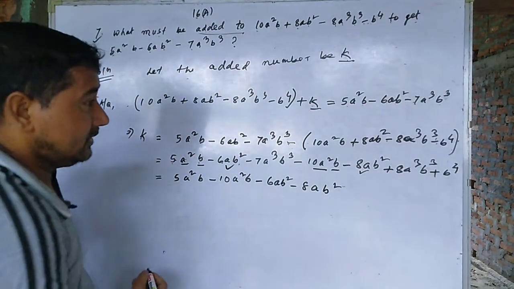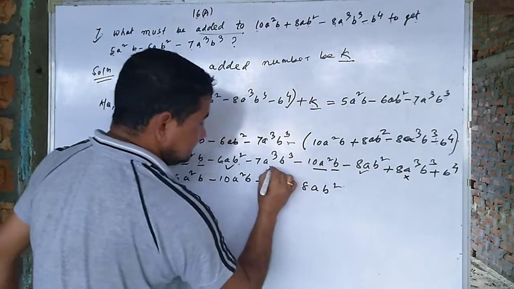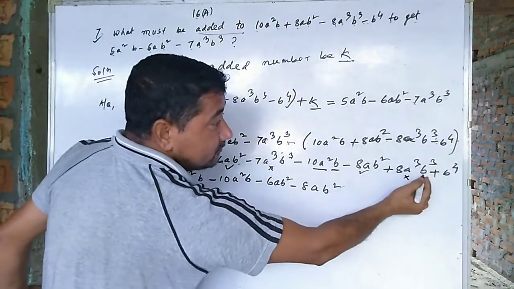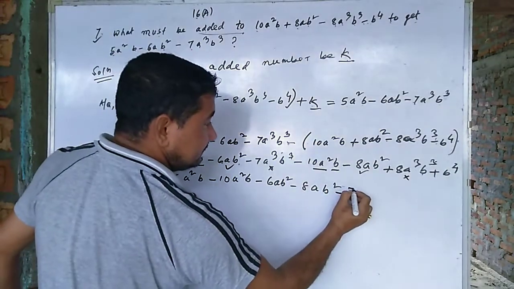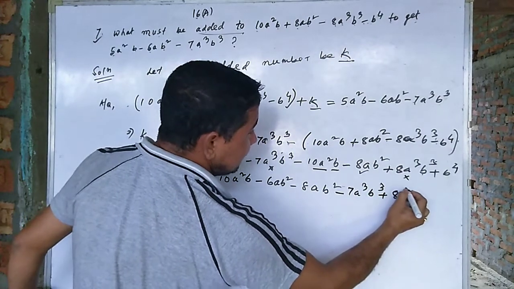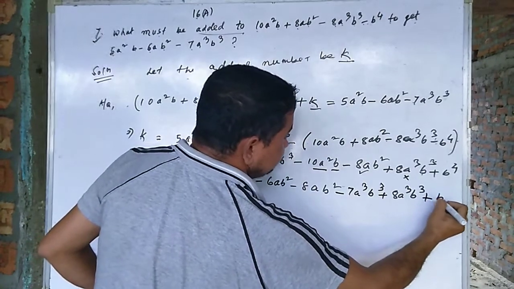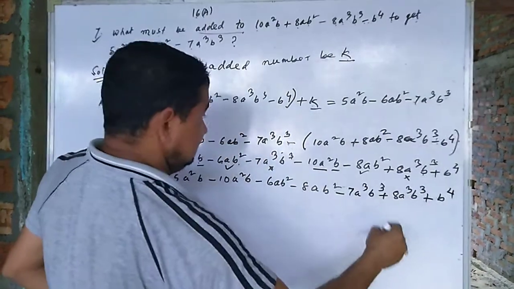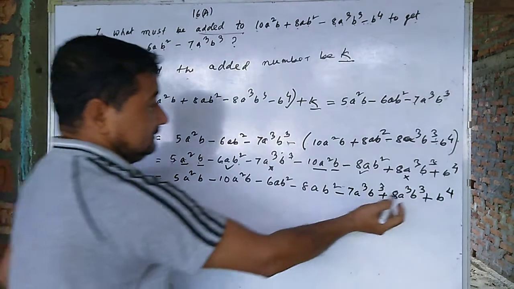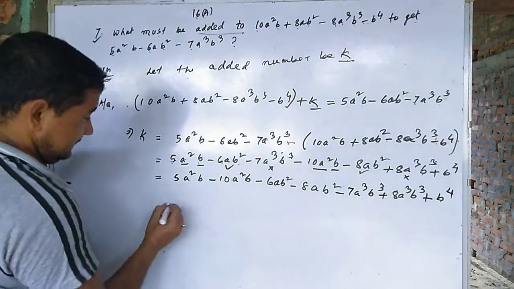Now search for the cube terms. The same like terms are minus 7a cube b cube and plus 8a cube b cube. The last term, b to the power 4, is unlike the others, so if we take it alone, we write only b to the power 4.